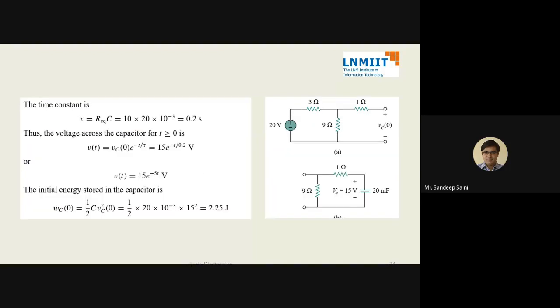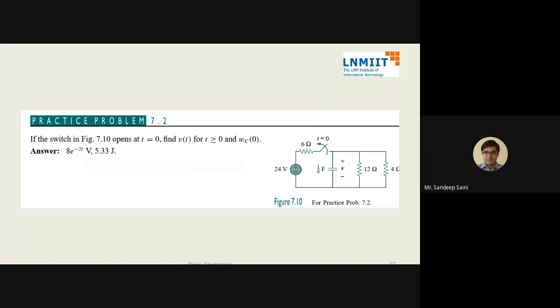This is all fine. After that, you can be asked, okay, Vt is this, and what is the energy stored, half CV square. You can calculate all those things. So, a very similar question. Here we are saying that this switch was closed for a long time and we open it at t equal to 0. So now tell us what is V.